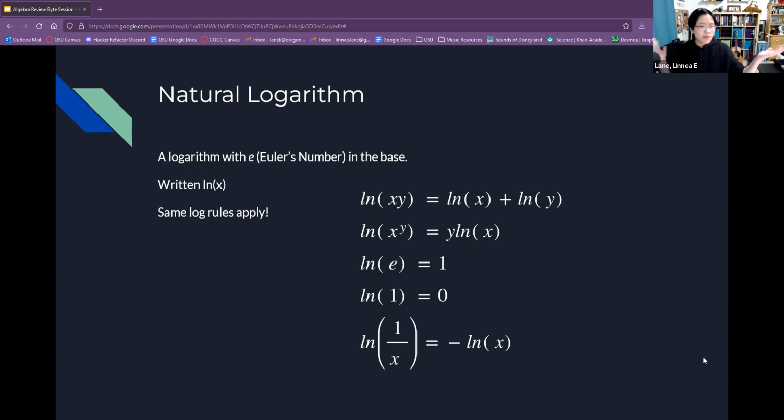And natural logarithms are the same thing, just with a specific base that mathematicians have decided to give a different name because I guess they use it so much. Natural logs are logarithms with Euler's number in the base. They're just written like ln, and your same log rules exactly apply. So you can do your product rule, you can do the power rule. You can imagine a little e down here technically, so those cancel out and make a 1. Natural log of 1 is 0, and you can also do a similar reciprocal thing. So that is very handy. It's just saying how many times do we need to use e to get to our desired number. Same exact thing.